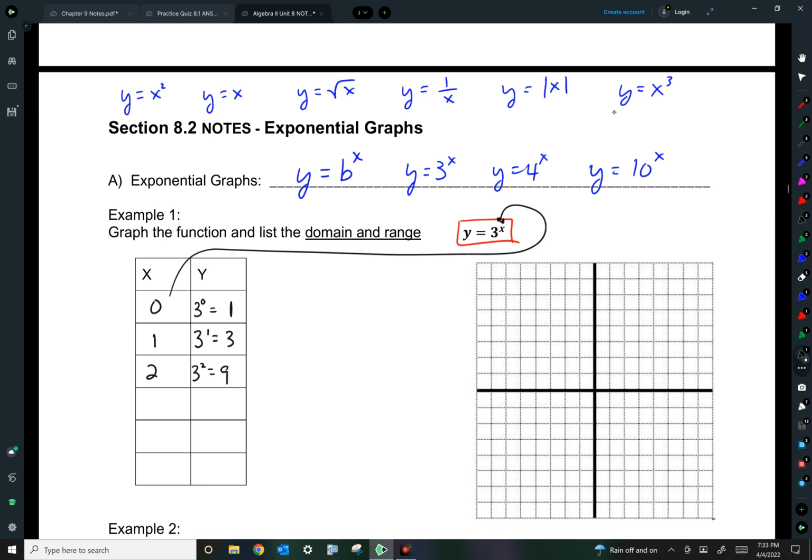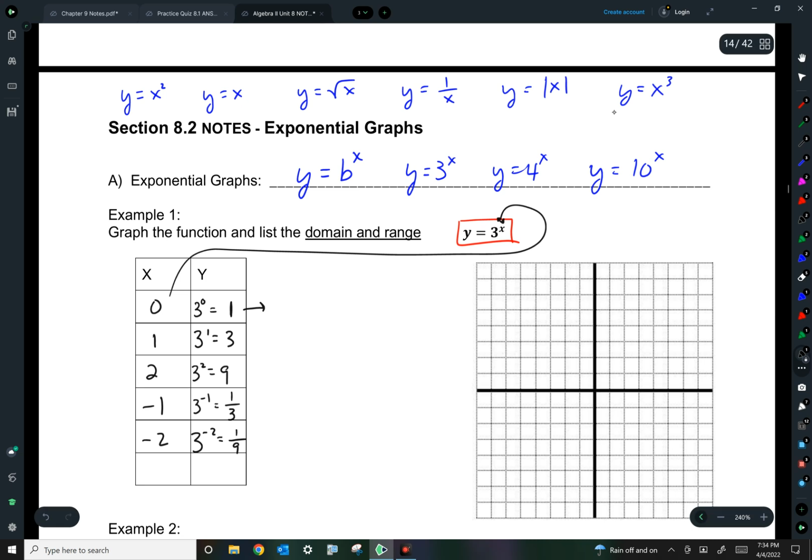Okay, let's go the other direction. What if I have negative numbers? So what if I put in a negative 1? If I put in a negative 1 for x, I've got 3 to the negative 1. But isn't that the same as 1 over 3? Because remember, negative exponents move to the denominator. Or what if I put in a negative 2? So that would be 3 to the negative 2. So wouldn't that be 1 over 3 squared, which is 1 ninth? And that's good enough.